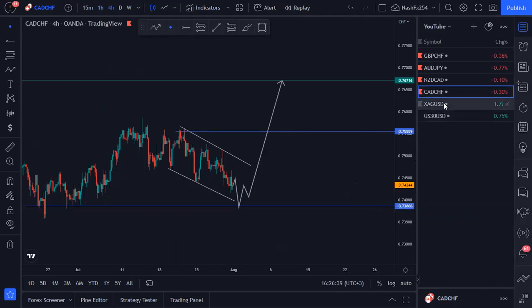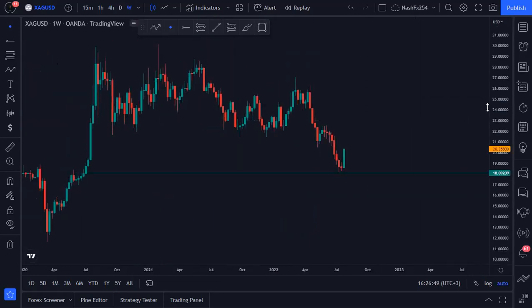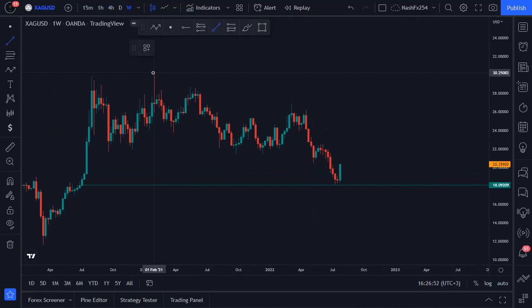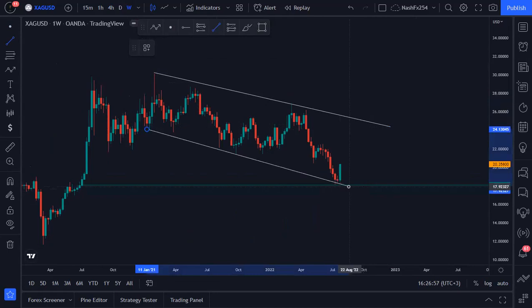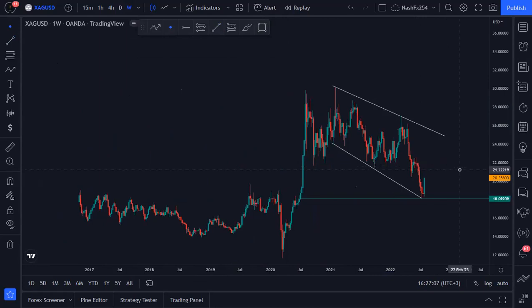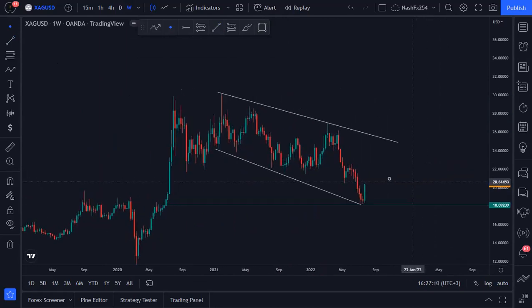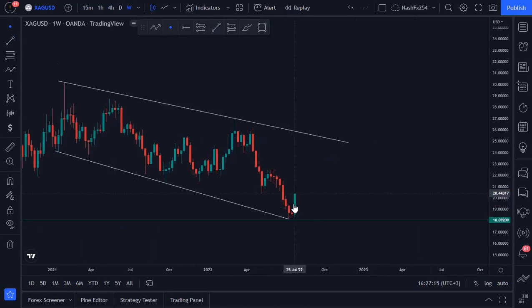Let's see. Let's go on silver, real quick. Silver, I drew this pattern like 2 weeks ago. So this is the pattern I drew for you guys. Even though I had another pattern with my premium members, this pattern seems like it has played out better than the other one.